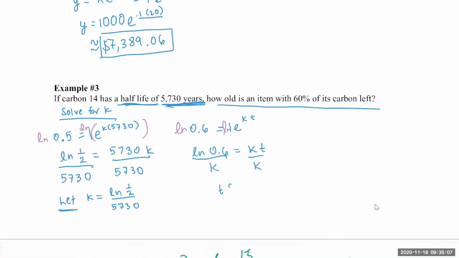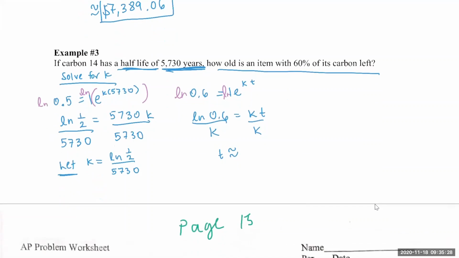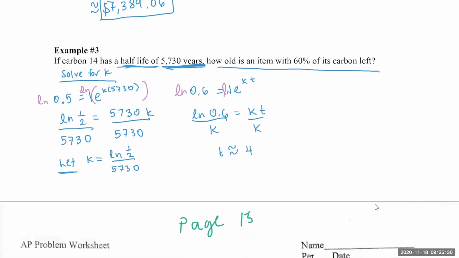Can you tell me what time you get? Use the stored value for k. Use what you stored for k. Okay, perfect. 4,220.813 years.